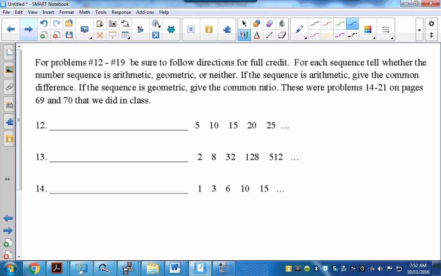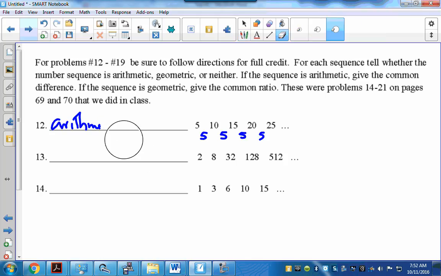So let's see. Let's check for arithmetic first. A common difference of 5, another common difference of 5, a common difference of 5, and a common difference of 5. So this is arithmetic, and the difference is 5.